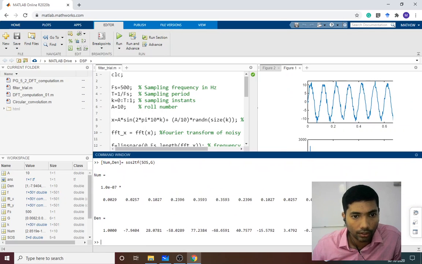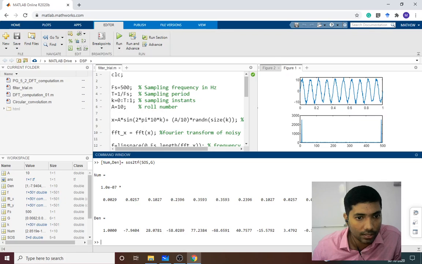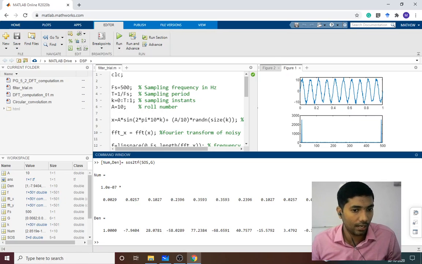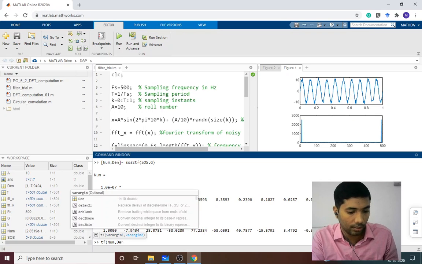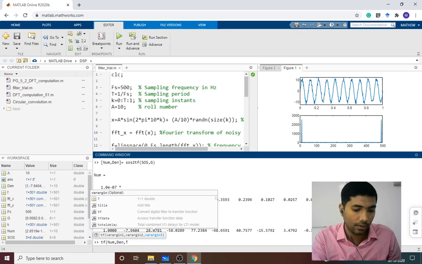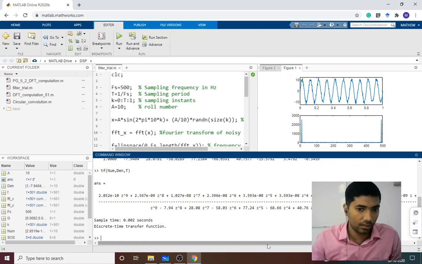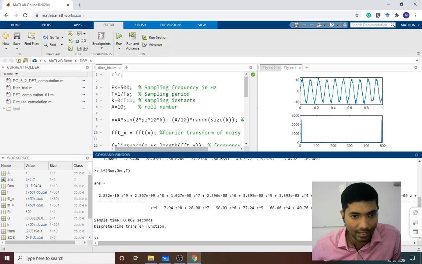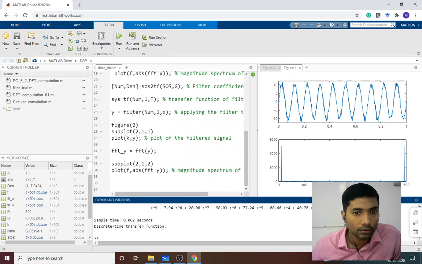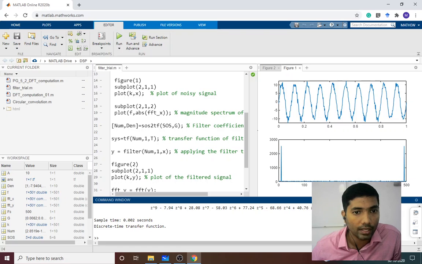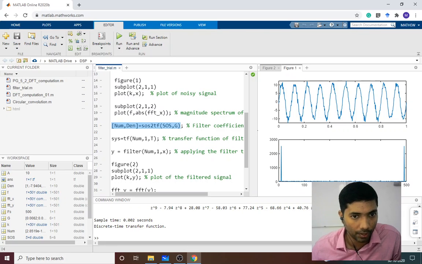So I'll show the numerator and denominator polynomials. So these are the coefficients of numerator and denominator. Once you have the numerator and denominator, you can use transfer function TF numerator comma denominator comma capital T to get the transfer function. So you can see that it's a ninth order transfer function. Okay, so let me go back to the code. So this particular line will give the numerator and denominator coefficients.